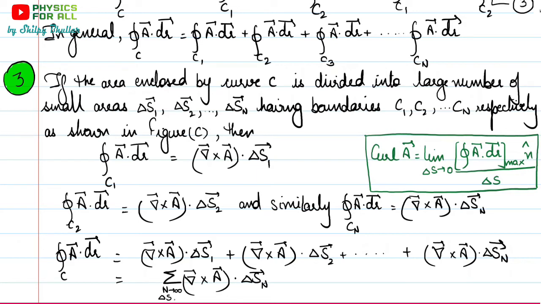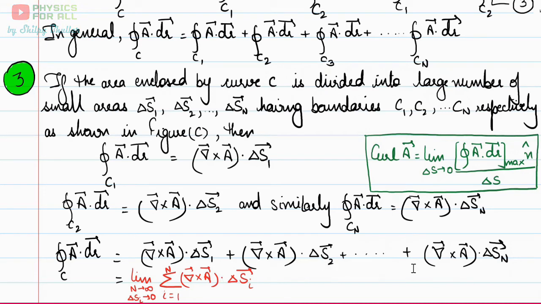And this S, here we have this thing. Let's represent it not by n but by I, because I will vary from 1 to n as we have written in this step: del cross A dot S1, then dot S2 and so on up to Sn. In common sense, we would represent all these surfaces, the subscripts 1, 2, 3, 4, so on up to n, by I, and this I is varied from 1 to n.